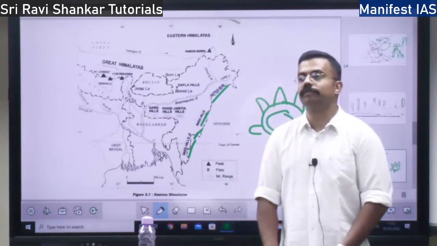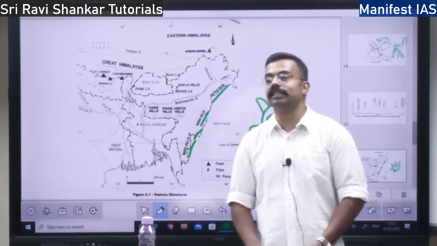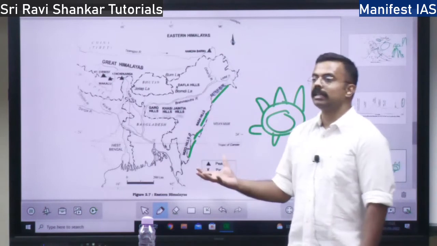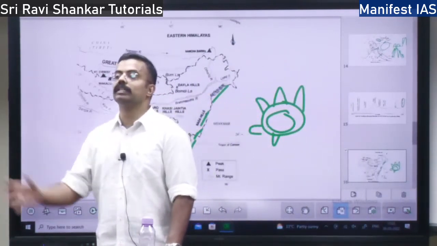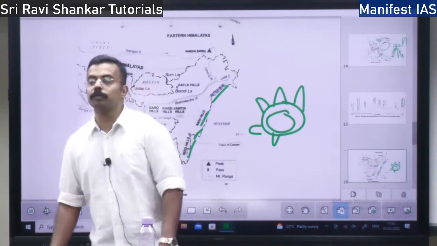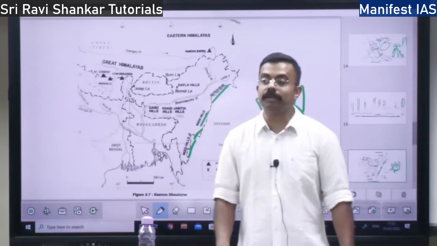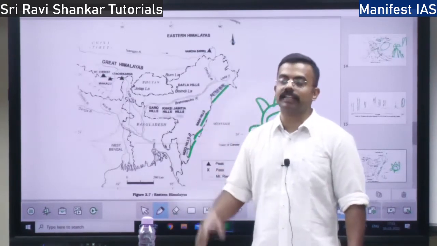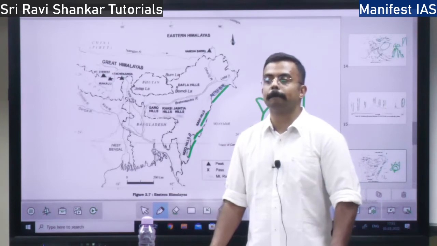So here you will find one type of special vegetation, Phumdi vegetation. Phumdi means vegetation grown in the lake. It's like grasses grown in the lake. So there you have the Phumdi, and one national park is also there on that Phumdi vegetation. In the Loktak Lake, one national park is also there, grown over the Phumdi vegetation, right?